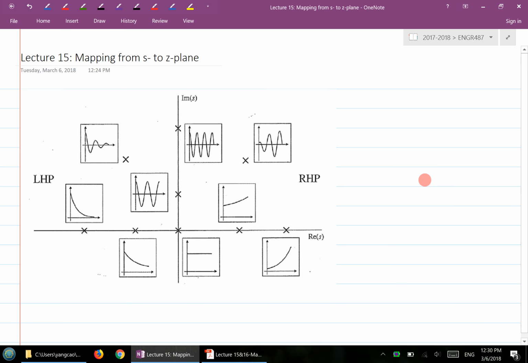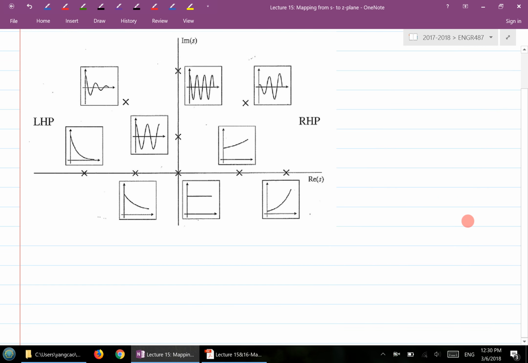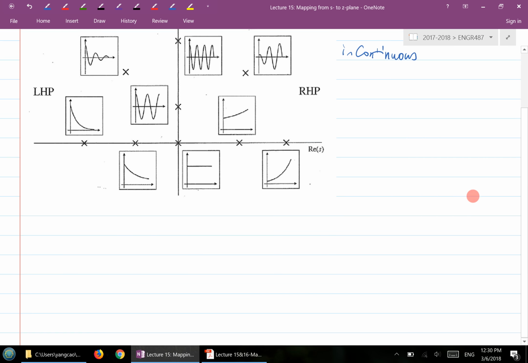Alright, let's continue on the topic of mapping here. We started the mapping already from the previous lecture, and here is just a quick recap. This picture shows you the system response corresponding to different locations of poles. This is a continuous system, in the continuous domain. What we wanted to do is recycle the knowledge we learned in the continuous domain and find a similar type of graph for the digital domain.